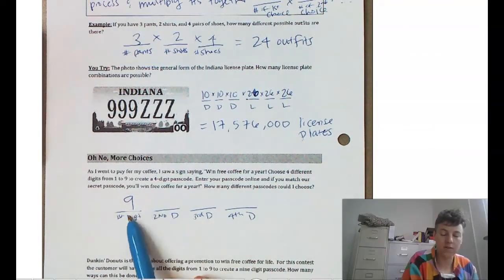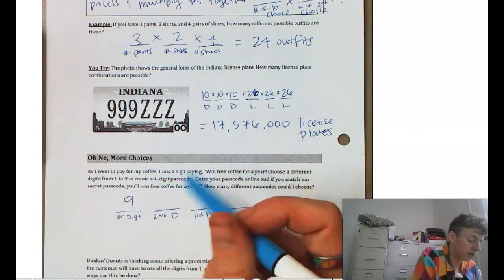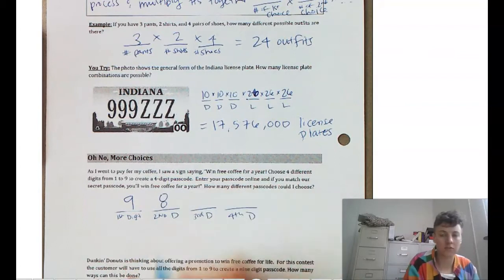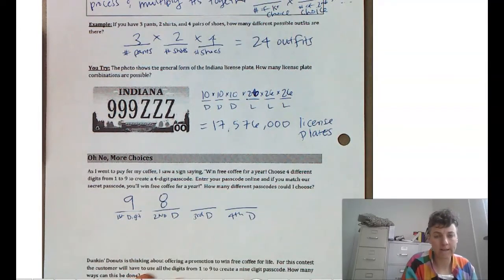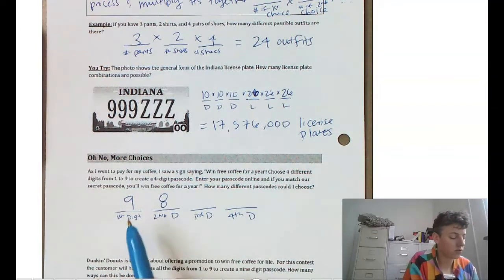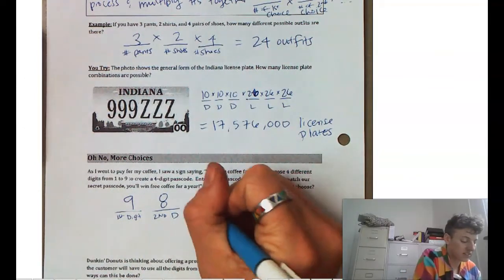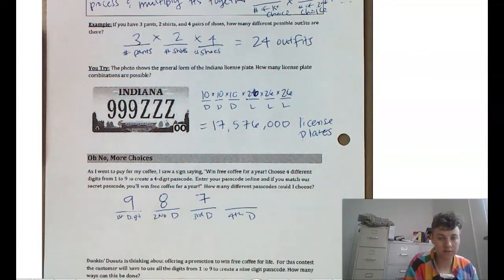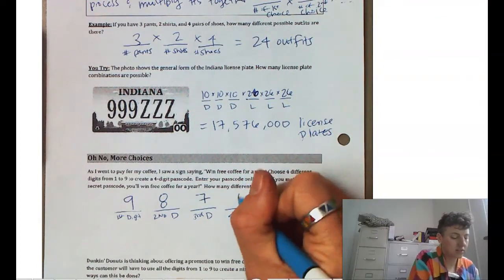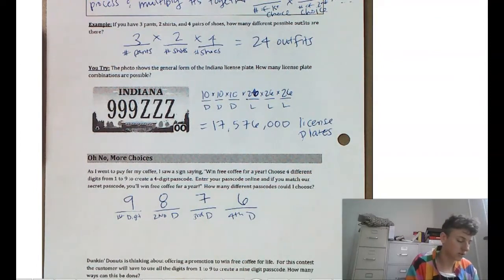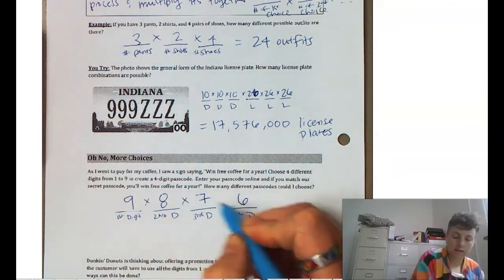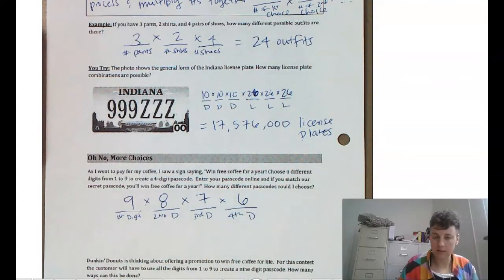So I pick one from here. I can't use that one anymore. So now I only have 8 choices for the second digit. And now I've chosen 2 digits, and the third one can't be similar to either one of those. So now I only have 7 choices left. And similarly, I only have 6 choices left for the last digit. Now what do we do with all these numbers? We multiply them.